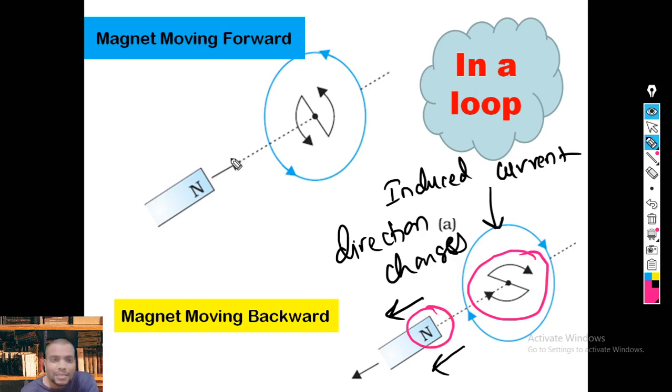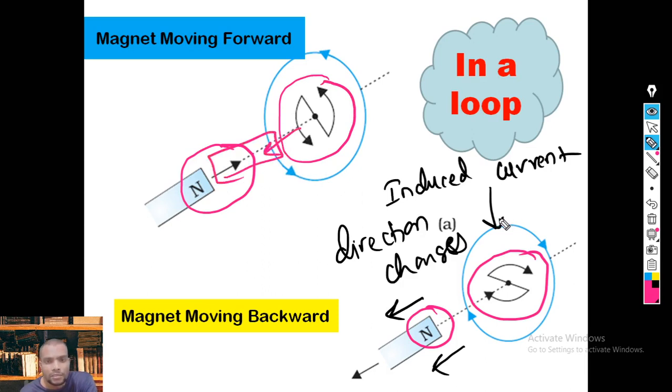So in the above case, when the north pole comes towards the loop, the induced current wants to oppose it. So that's why the current will become anti-clockwise, so that it can develop a north pole. So north and north will repel each other.